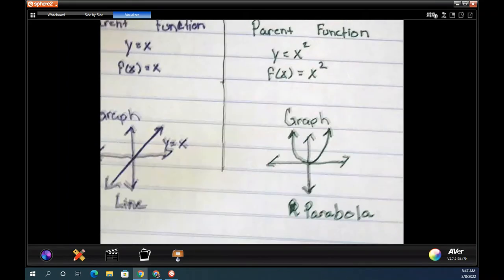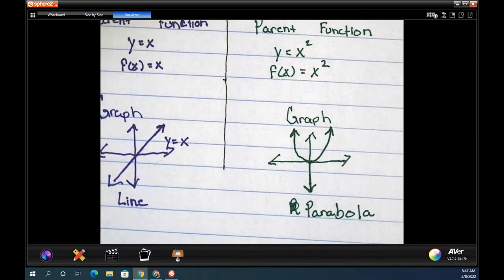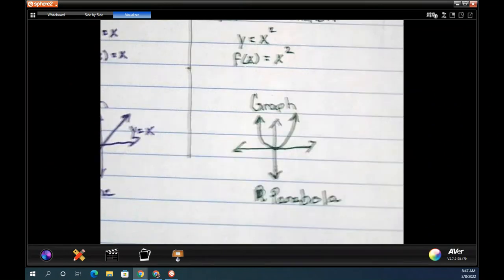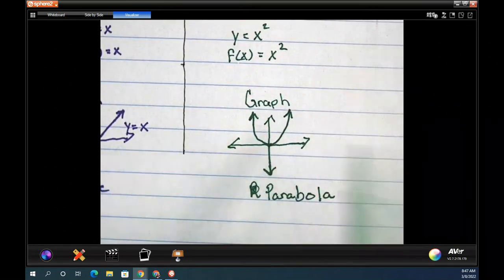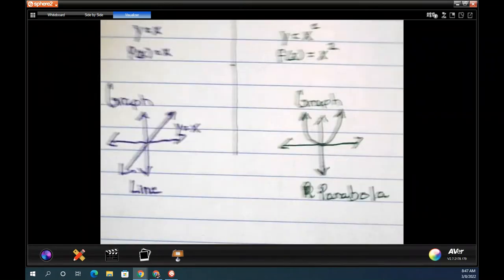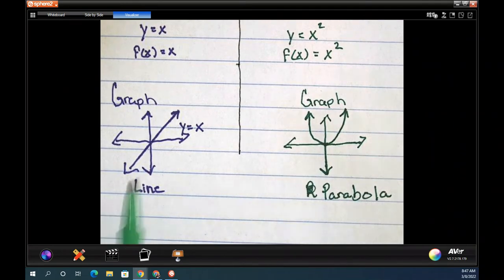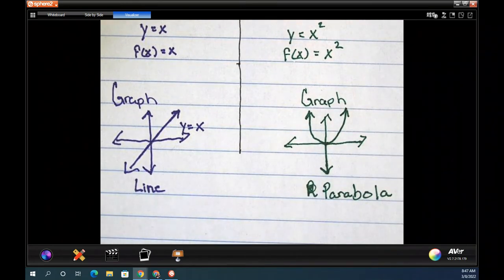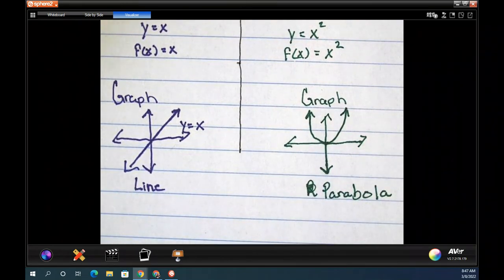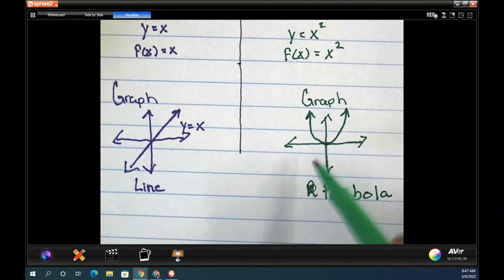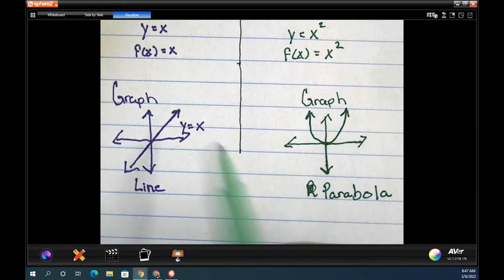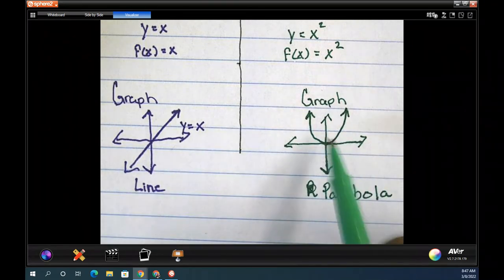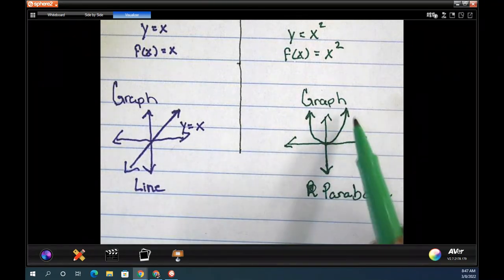So we got one more graph to talk about, and we'll talk about that in May. But here's the only two that you know of right now. You've got a linear. If it's a line, it's linear. You got to understand that. If we got a U shape, it's a parabola. You should be able to look at a graph now and go, okay, it's a parabola. And yes, it is a function.